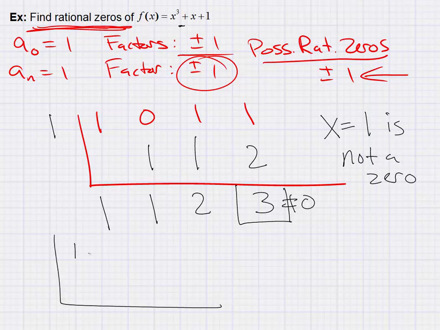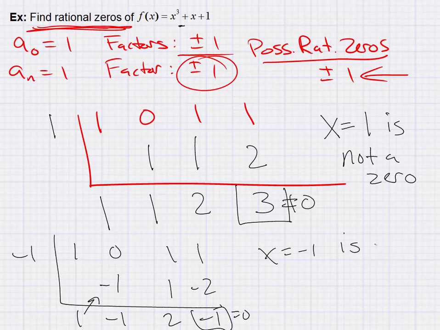Try -1. Put -1. What am I going to get? I'm going to get -1, -1, +1, 2, -2, -1. That's not equal to 0. Therefore, x equals -1 is not a 0.